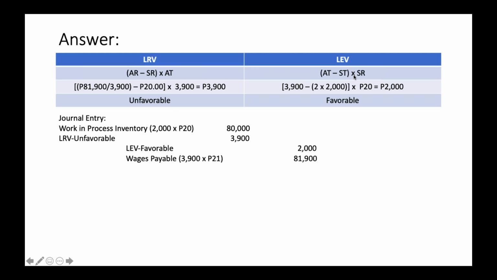Now for the labor efficiency variance, the difference in time multiplied by the standard rate. The actual time consumed to produce the product is 3,900. The standard time is 2 hours per unit multiplied by 2,000 units. We have 4,000 hours multiplied by 20. That's 2,000 pesos. Okay, so this is favorable. Why?